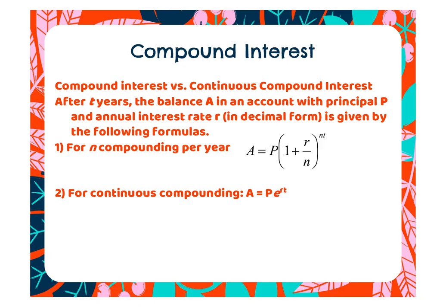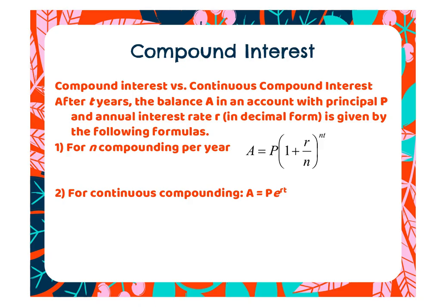So compound interest versus continuous compound interest. If you've ever put money into an account in which it earns interest, or you ever used a credit card in which it earns interest, let's say a savings account, this would be good interest, right? You're making money on your money. Whereas credit card is bad interest. You're being charged money on the money you're borrowing from your credit card. These interests are compounded in different ways.